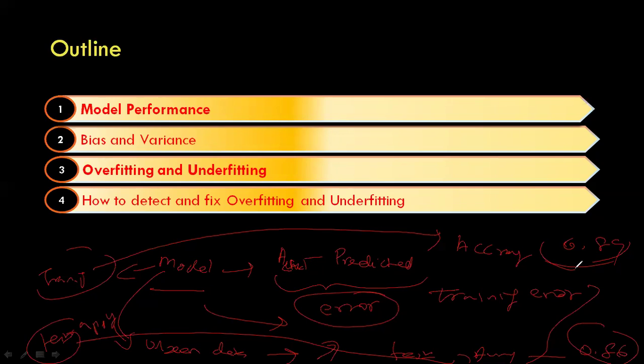This is what is called bias. Or we can say the model is too simple. The model is too simple and makes wrong assumptions. And what do you mean by the model is too simple?